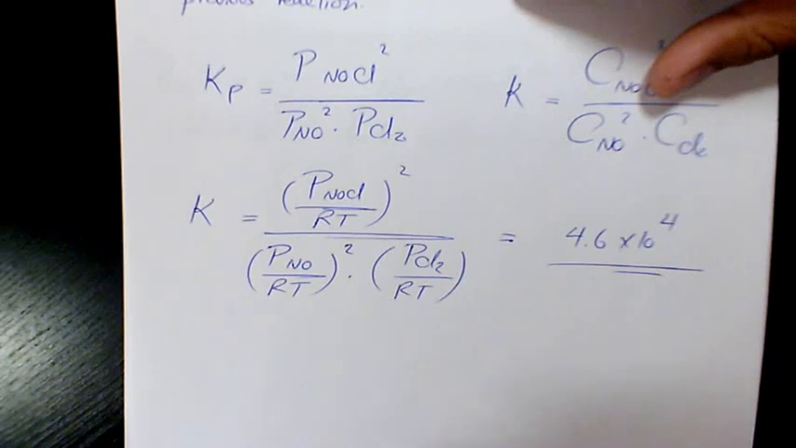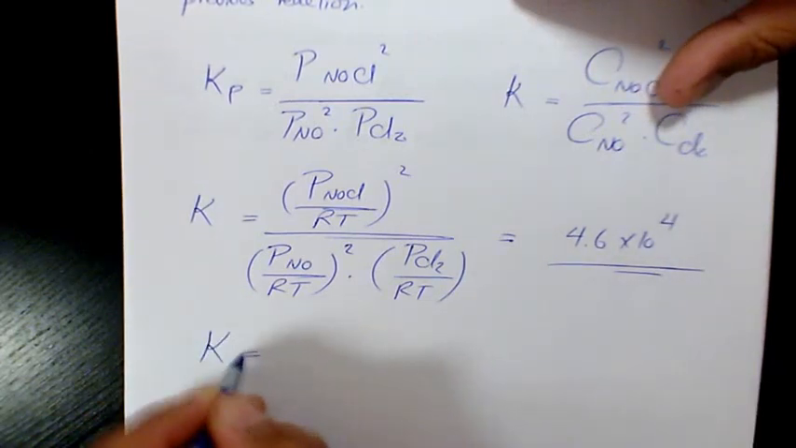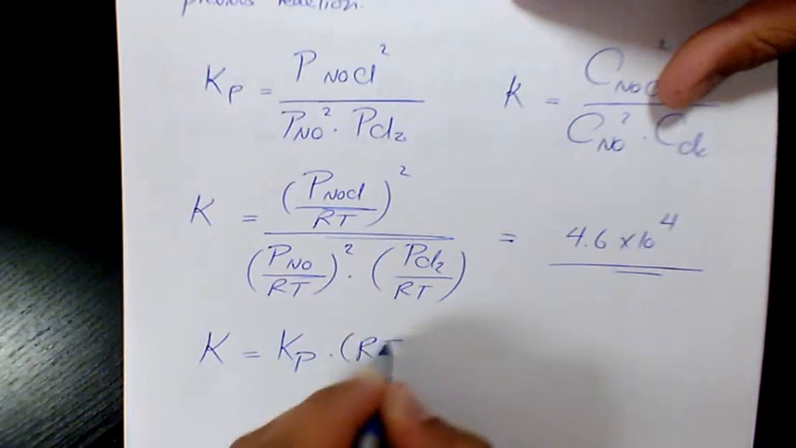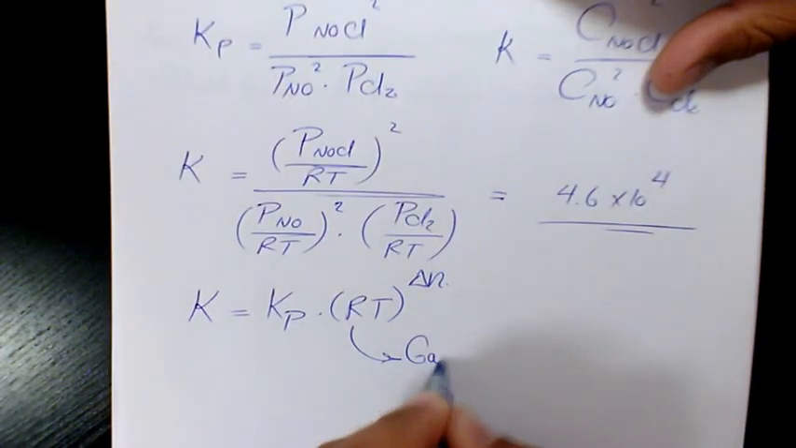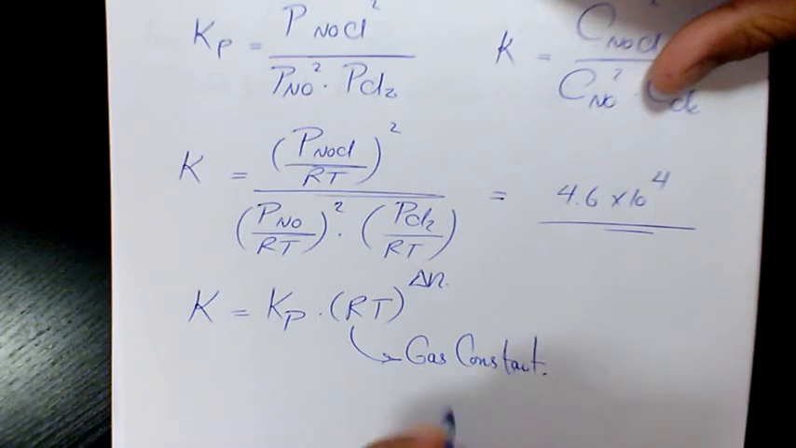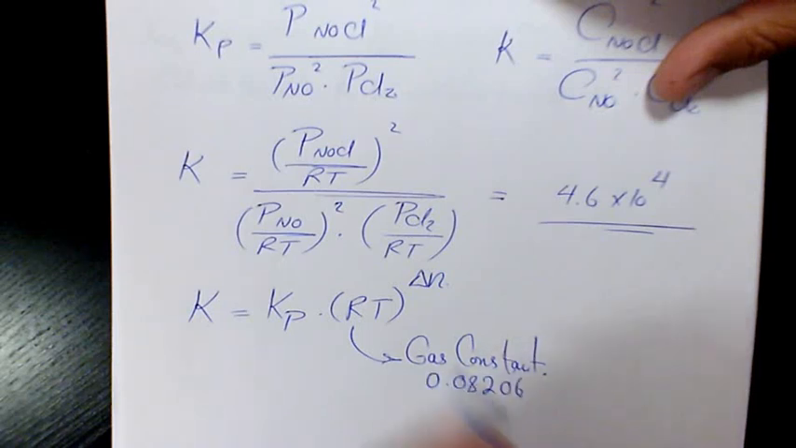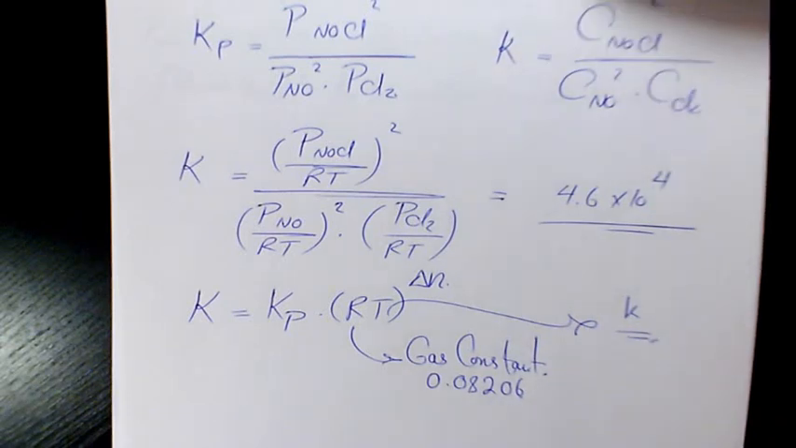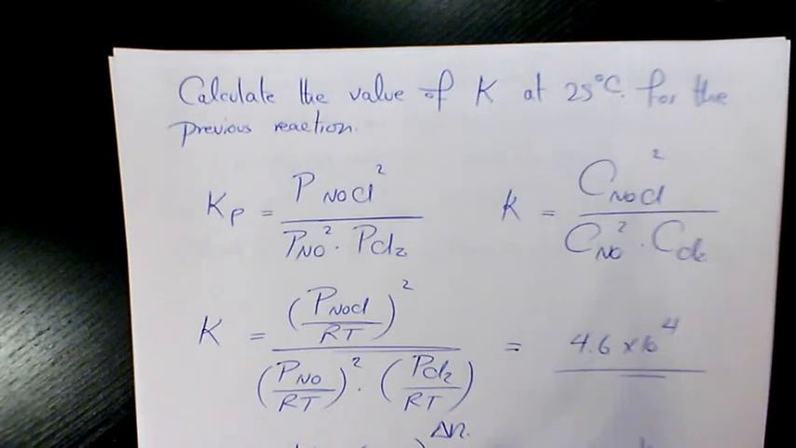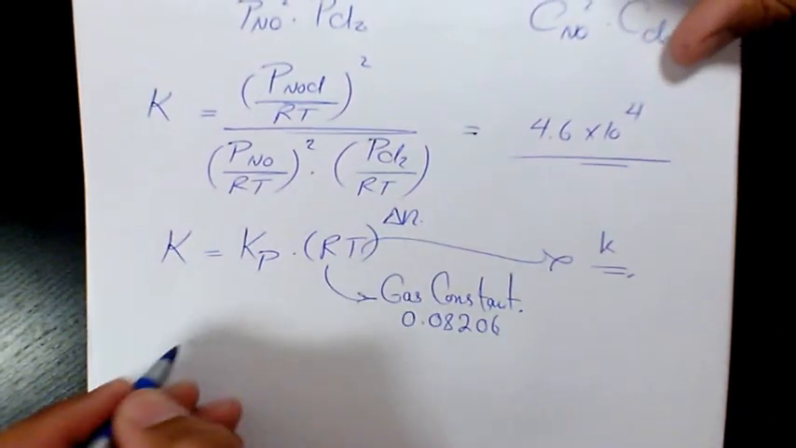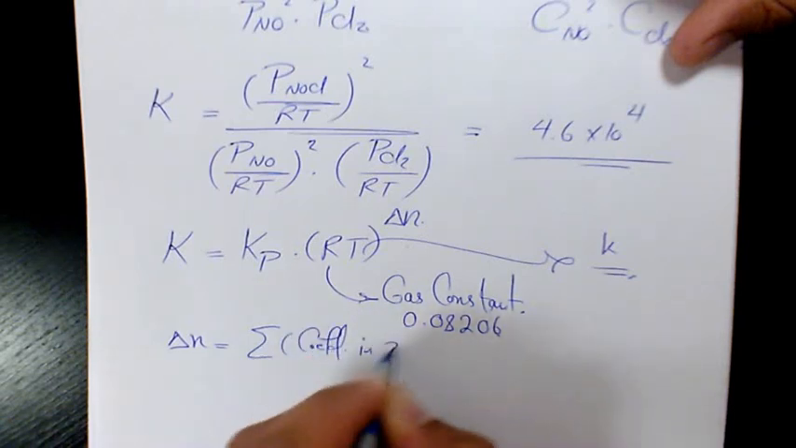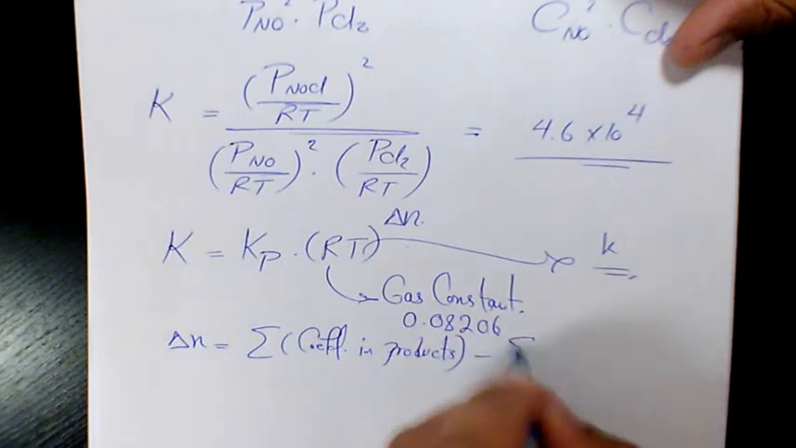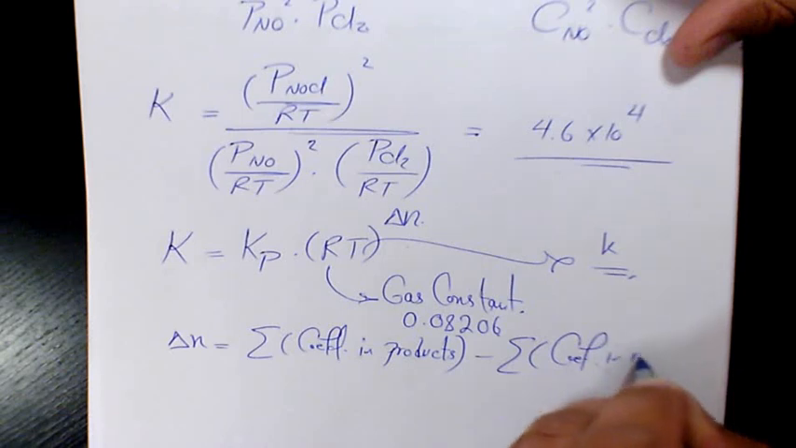There is a relationship between K and Kp. K will be equal to Kp times RT to the power of delta n. R is the gas constant, and the number is 0.08206, and the temperature is in Kelvin. In this case it is going to be 298, because you need to convert 25 degrees Celsius to Kelvin. And what is delta n? Delta n is the summation of coefficients in products minus the summation of coefficients in reactants.